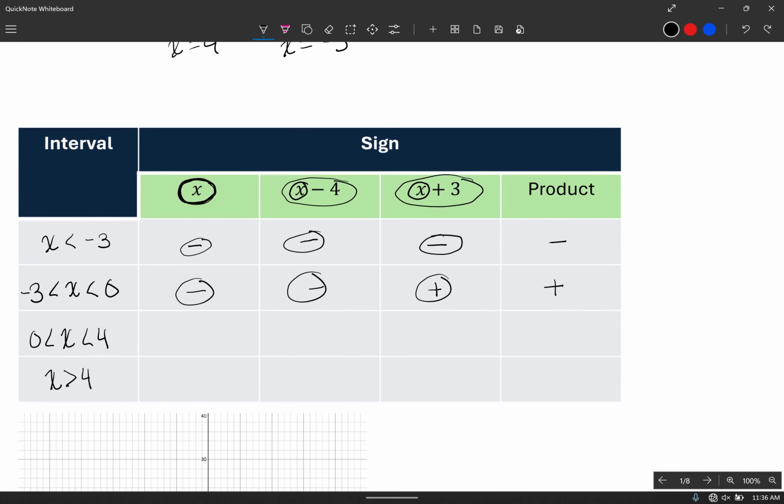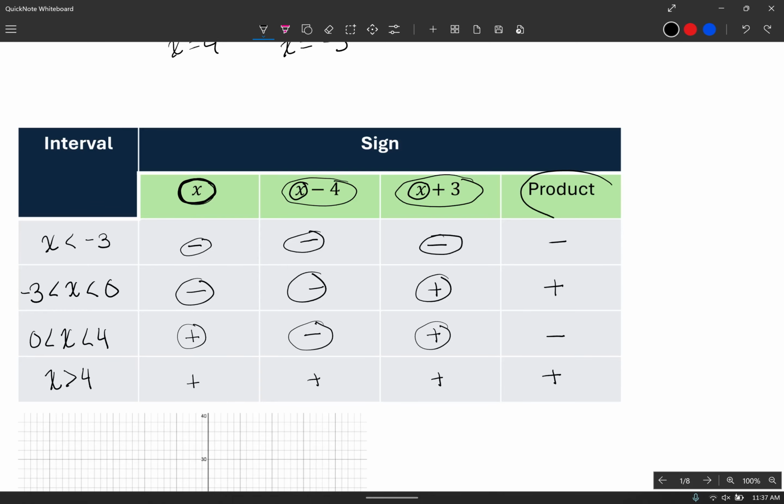A number between 0 and 4, let's just go with 1. So if I plug in 1 in, that's positive. 1 minus 4 is negative, and 1 plus 3 is positive. So a positive times a negative is a negative, times a positive is a negative. A number bigger than 4, let's say 5, so positive. 5 minus 4 is positive. 5 plus 3 is positive. So the product of those will be positive.